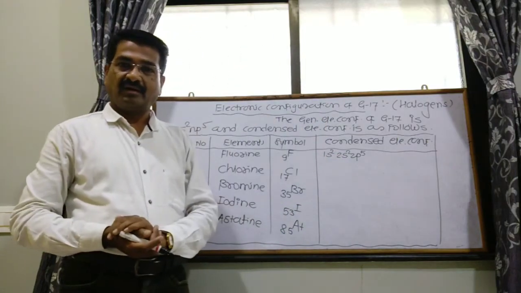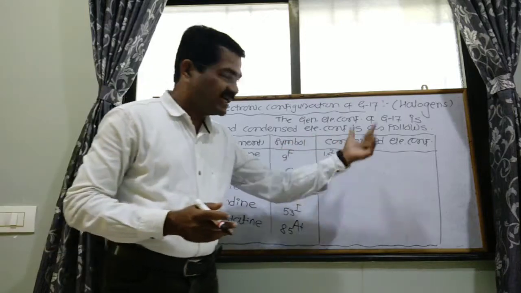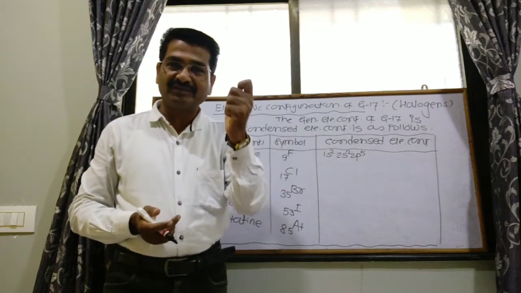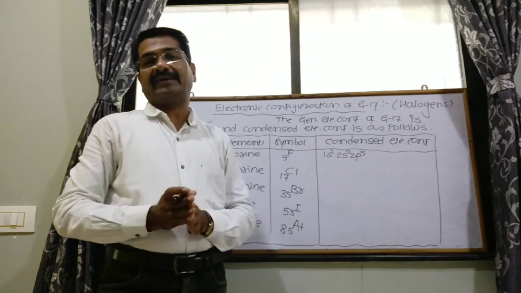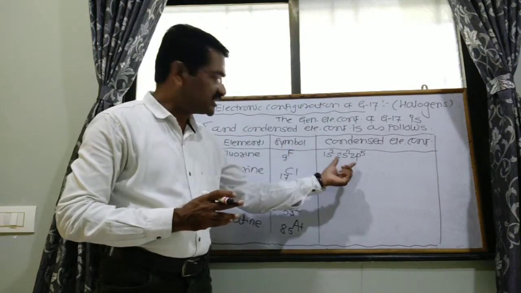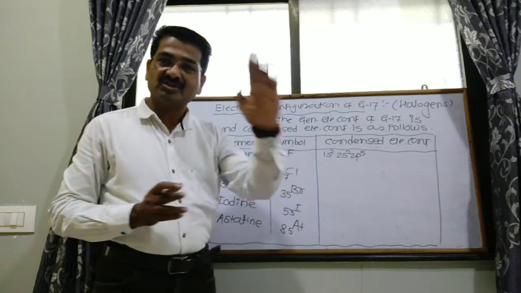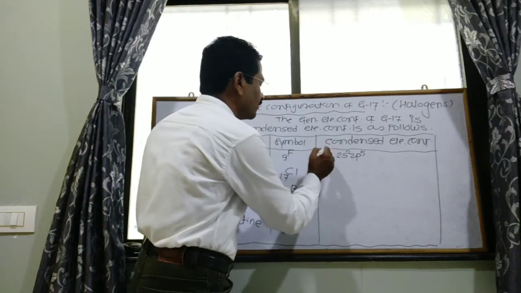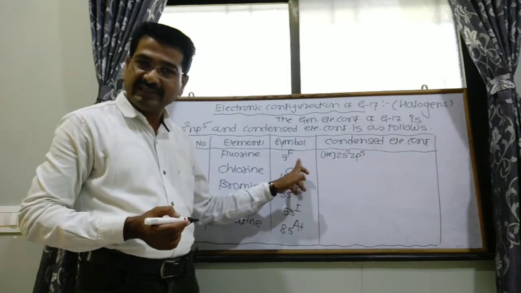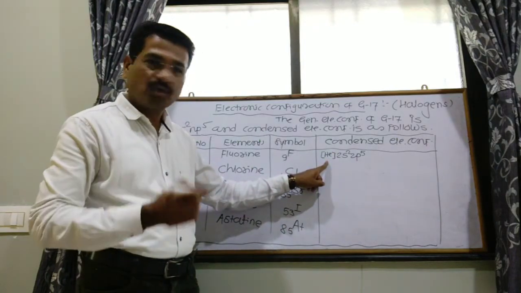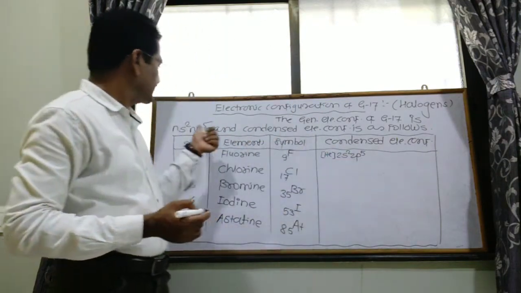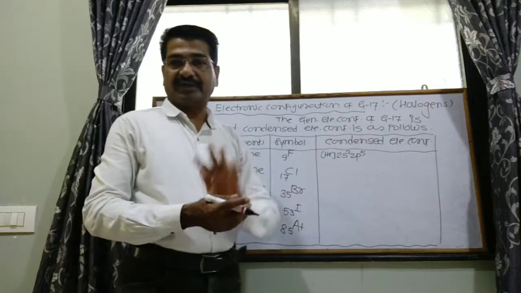So this is the actual electronic configuration of fluorine. But we want the condensed electronic configuration, which uses the nearest zero group element. In this electronic configuration, the 1s2 indicates the electronic configuration of helium. So the condensed electronic configuration of fluorine is helium, that is 1s2, then 2s2 2p5. So it indicates 2s2 2p5, that is ns2 np5. So this is fluorine.